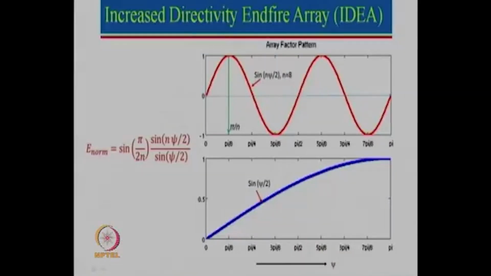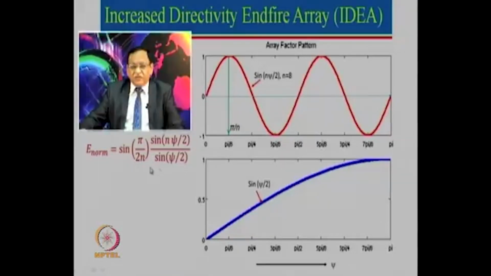Now we will not look at the normalized value, but just at this function here, sin(n psi by 2) divided by sin(psi by 2). In this case we have plotted two plots separately. This is the plot for the denominator, which is sin(psi by 2), and psi is varying from 0 to pi. As psi changes from 0 to pi, at pi it will be sin(pi by 2), which is 1. So, this will vary sinusoidally from 0 to 1.